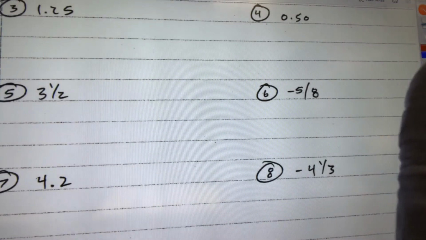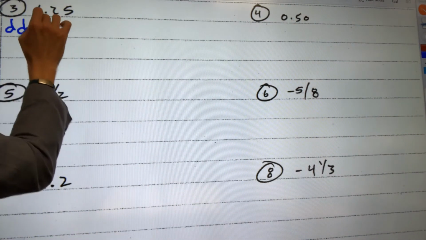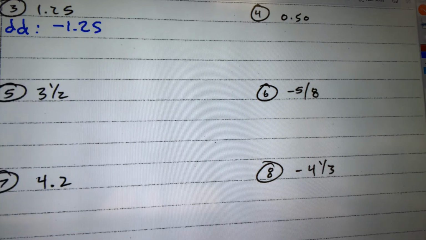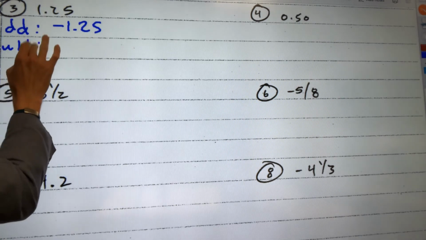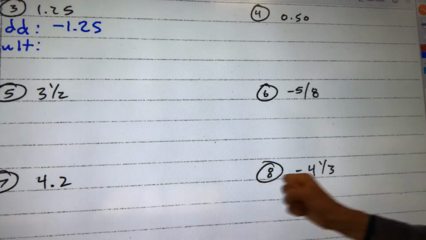So on 3, we have the additive inverse and then the multiplicative inverse. Additive inverses are opposites, okay? So the additive inverse would be, what do I add to 1 1/4 to get 0? It's negative 1 1/4. Now the multiplicative inverse, what do I multiply 1 1/4 by to get 1? Well, here's what we've got to do.